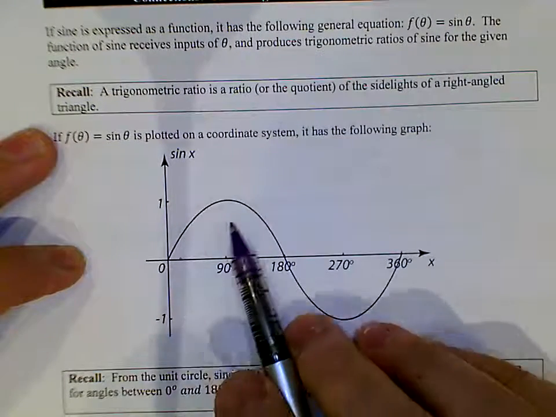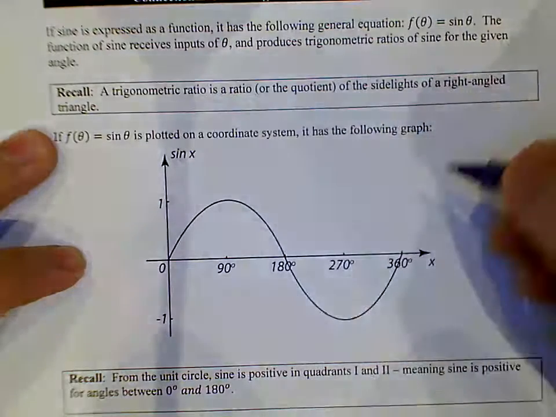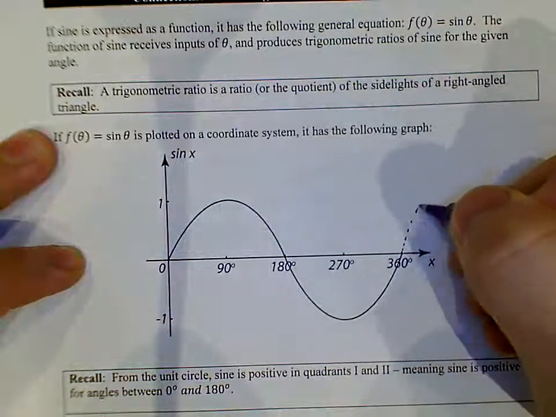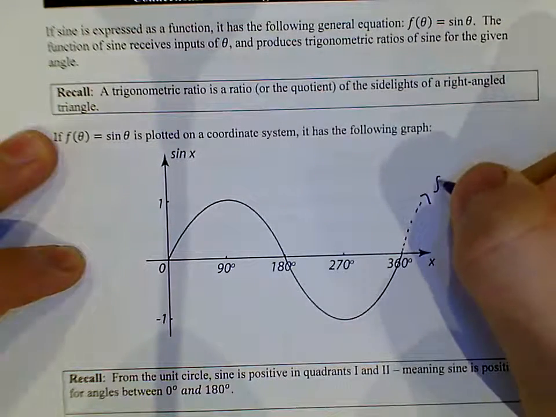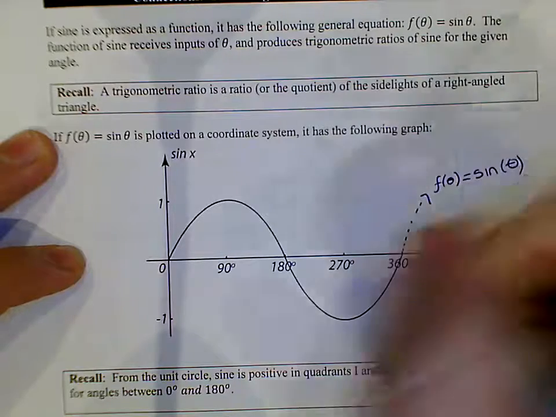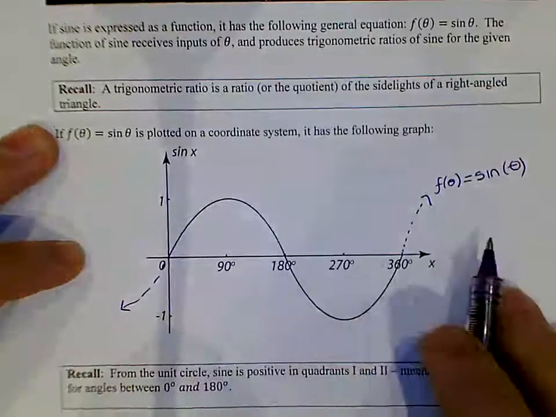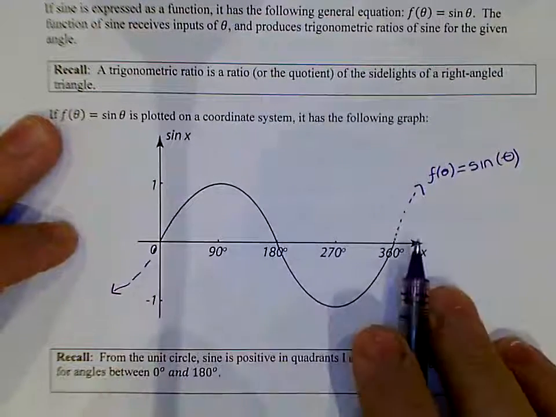If we take all of those ratios and plot them on a graph, we get something like this. And this is the graph of sine. So this is f of theta equals sine theta, and it goes on forever in both directions. But here it is between 0 and 360.